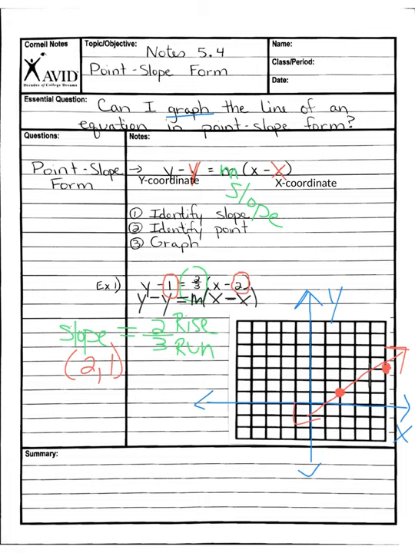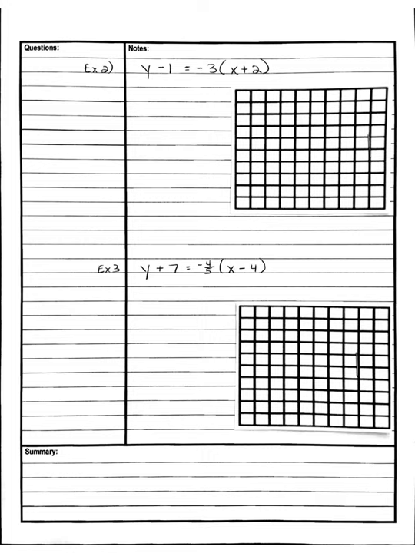Graphing these in point slope form, that's all we have to be able to do with point slope. We want to be able to identify my slope, identify my point, and then go ahead and graph it. That's it. Again, I'm going to write the general equation above it because we want it in y minus y equals m(x minus x).